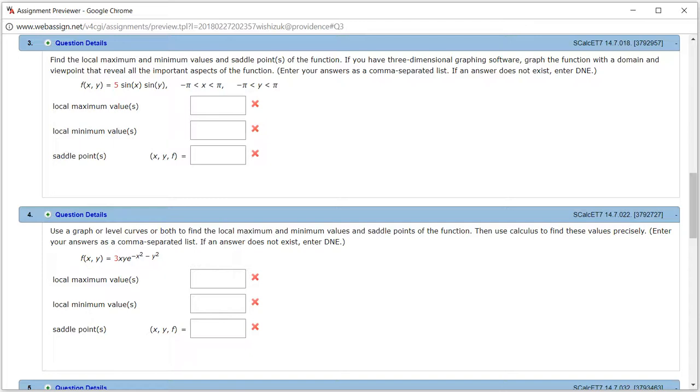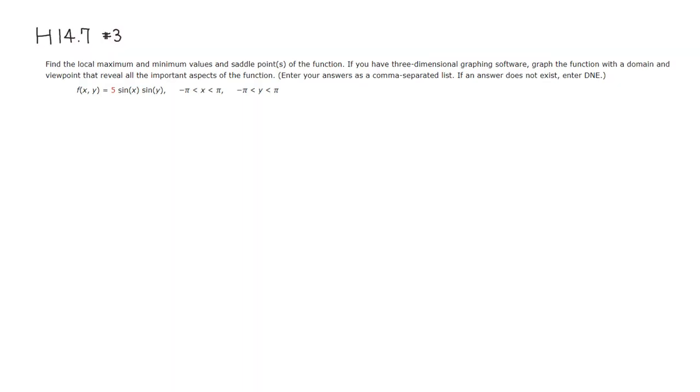All right, let's look at homework 14.7, problem number 3. We have f(x, y) = 5 sin(x) sin(y). We want to find the critical points and determine if they give us a local max, a local min, or a saddle point. All right, so let's do that.